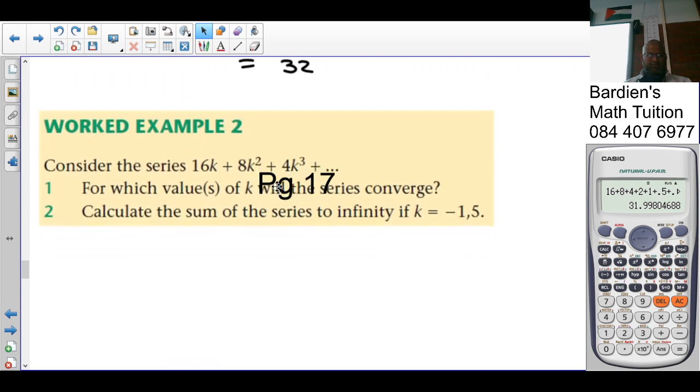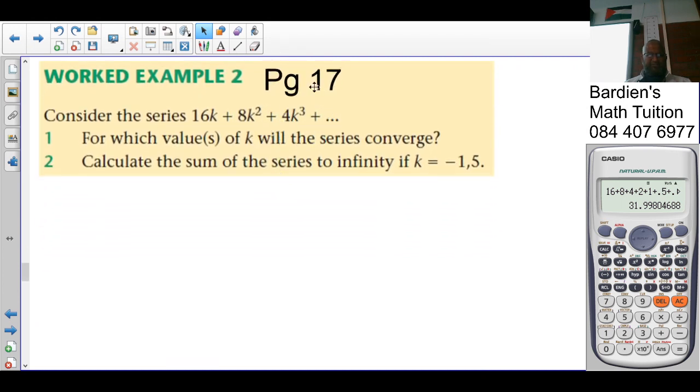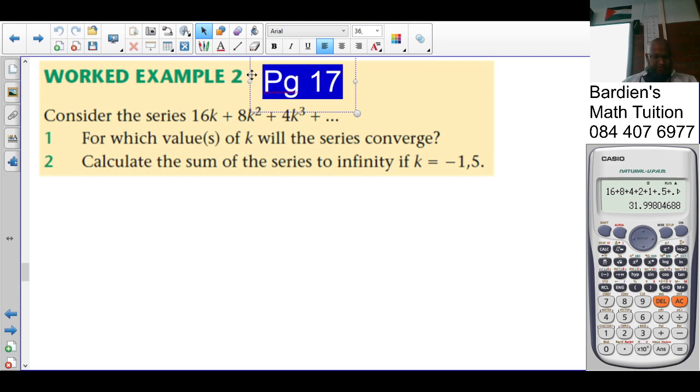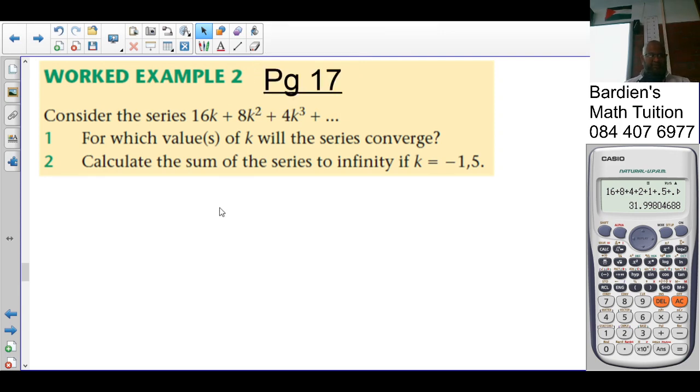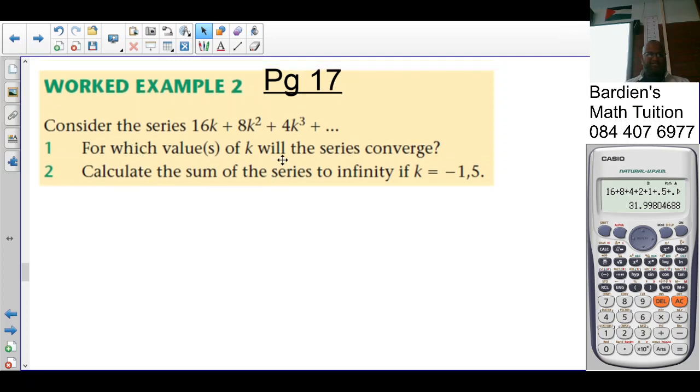Let's look at worked example 2, and this is also on page 17. There we are told to consider the series 16k plus 8k squared plus 4k cubed plus and so on. The dots indicate that it's going to carry on forever, to infinity. First question: for which value or values of k will the series converge? It's a commonly asked question.